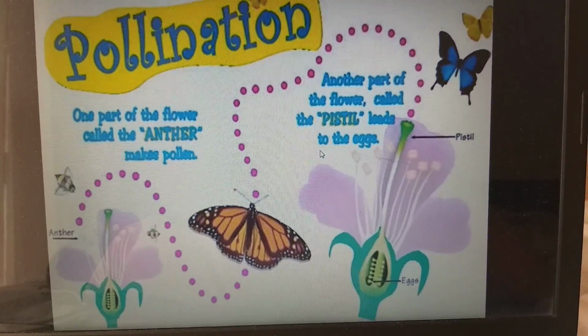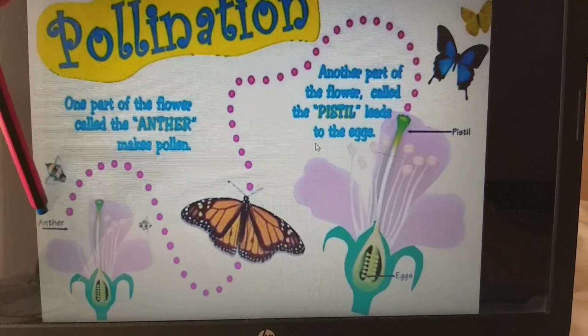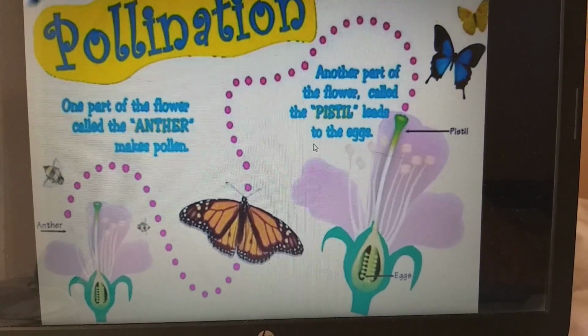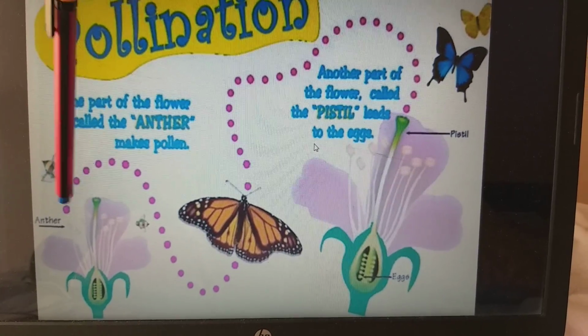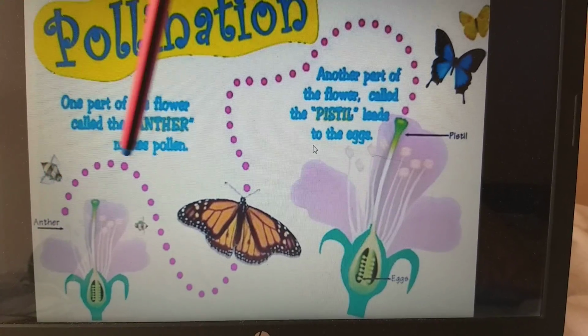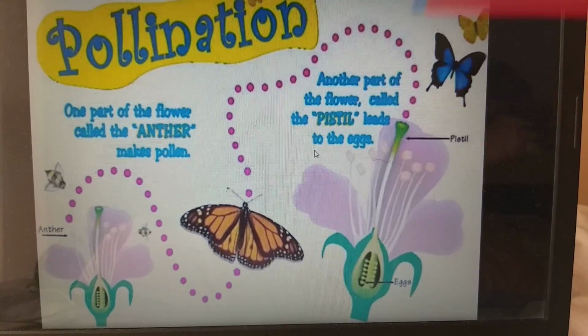Coming to pollination, in this picture it is very colorful and clear: from the anther to the stigma. One part of the flower which we call the anther makes the pollen. From the anther, the pollen is transferred towards the stigma of the other flower or the same flower.